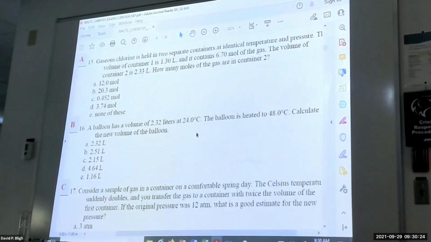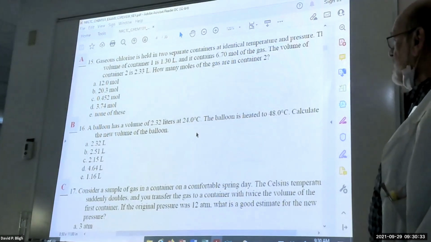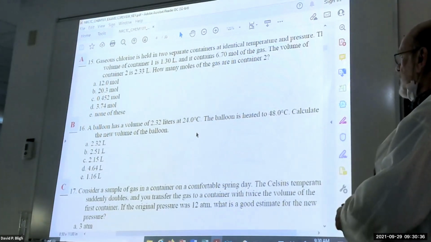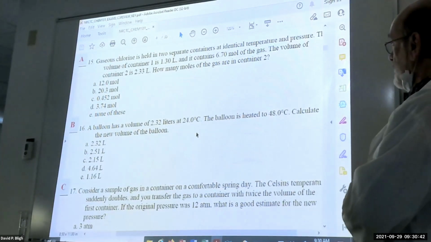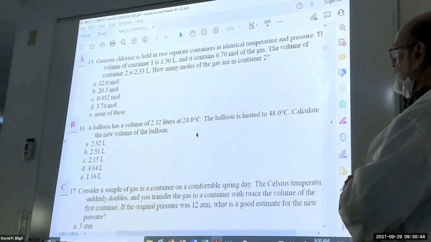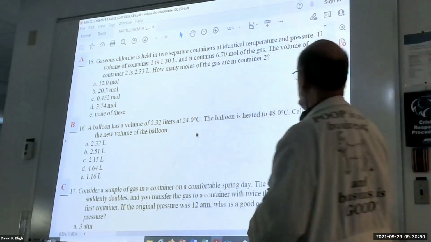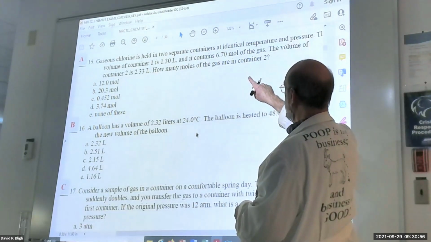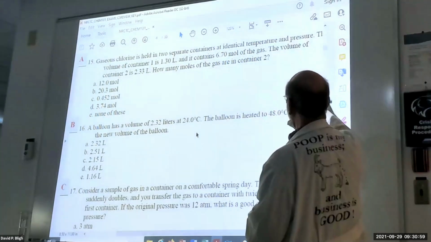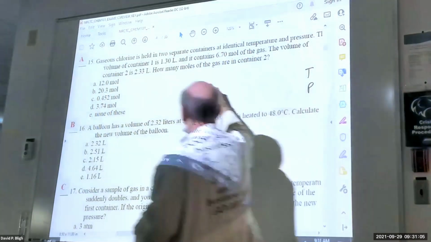There we go. Gaseous chlorine is held in 2 separate containers at identical temperatures and pressures. The volume of container 1 is 1.3 liters and it contains 6.7 moles of gas. The volume of container 2 is 2.33 liters. How many moles of gas are in container 2? Which law are we using? Well, first of all, we have 2 separate containers at identical temperatures. So the temperatures are constant and the pressures are constant inside these 2 containers.